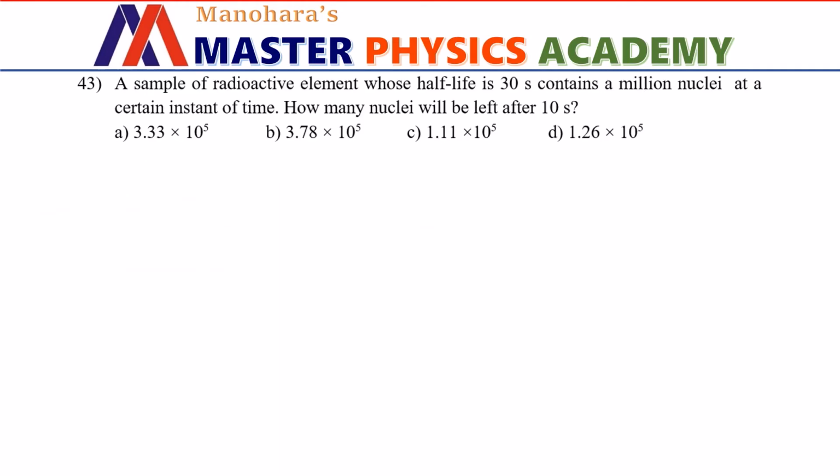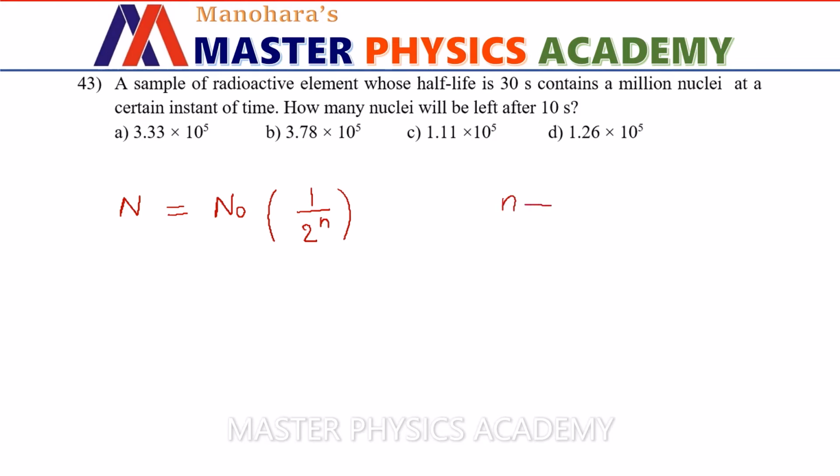A sample of radioactive element whose half-life is 30 seconds contains a million nuclei at a certain instant of time. How many nuclei will be left after 10 seconds? The formula we can use here is the number of nuclei left in the sample is equal to the number of nuclei at the initial time, that is N naught, into 1 divided by 2 power n, where small letter n indicates the number of half-lives completed.